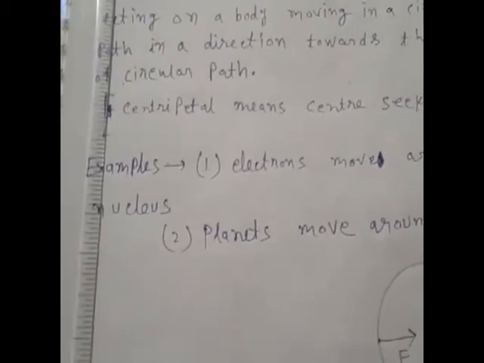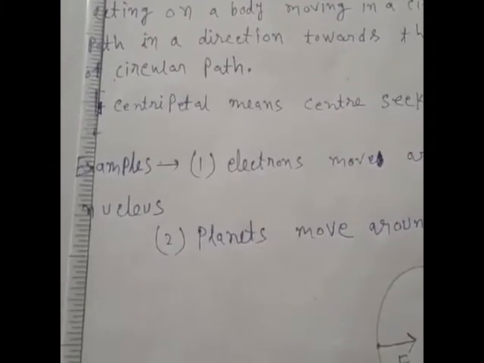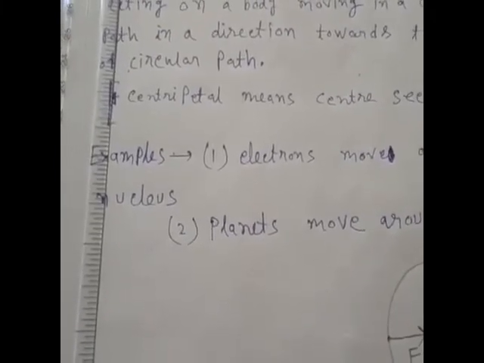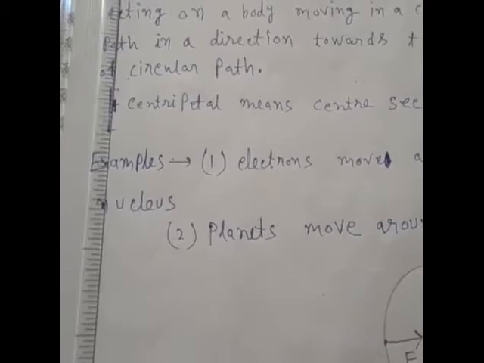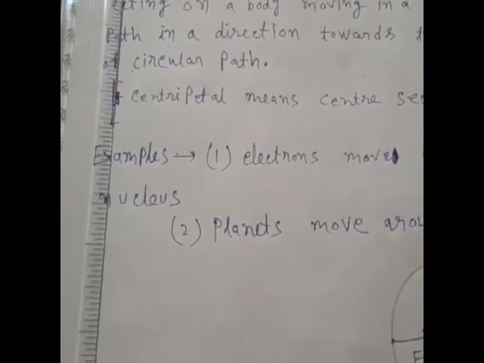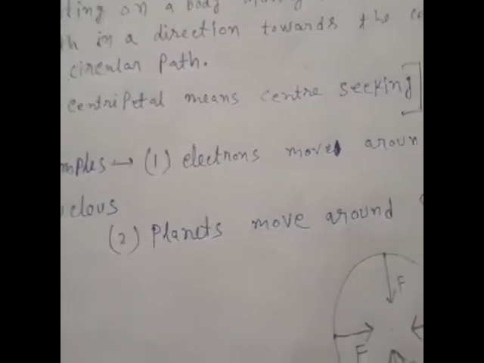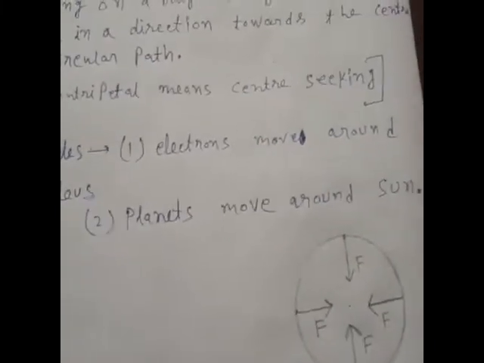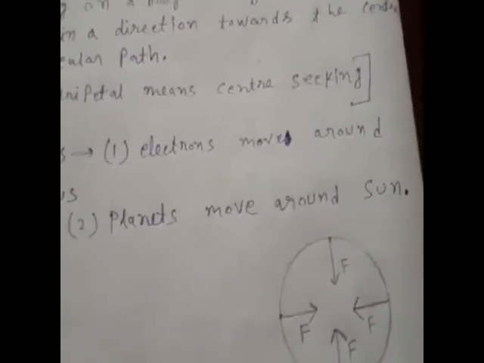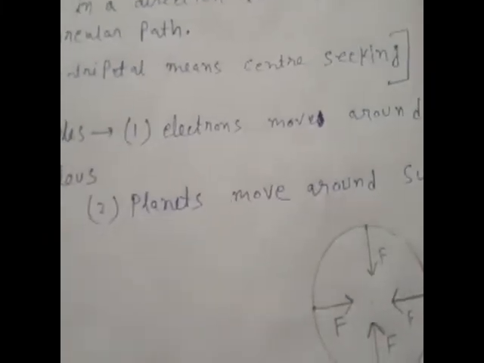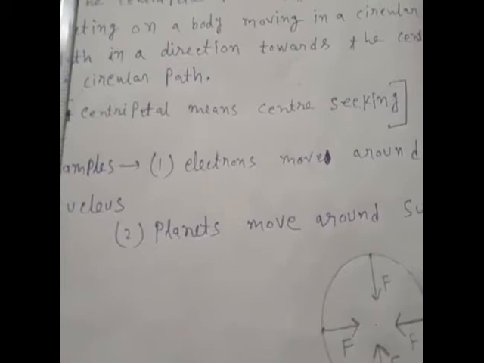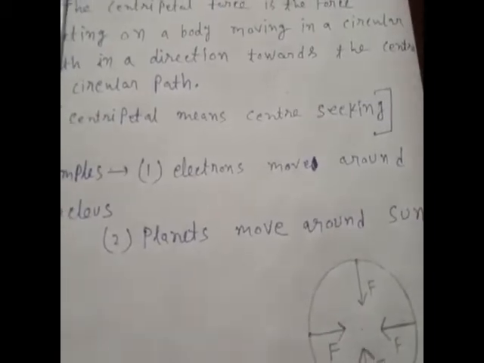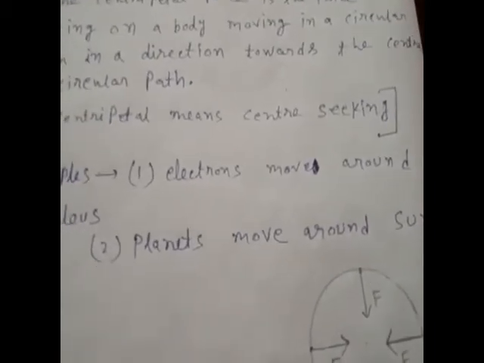Now electrons move around the nucleus. In case of electrons, the centripetal force is provided by the electrostatic force of attraction between the negatively charged electron and the positively charged nucleus. Now in the second example, planets move around the sun. We know in case of planets, the centripetal force is provided by the gravitational force between the planets and the sun.